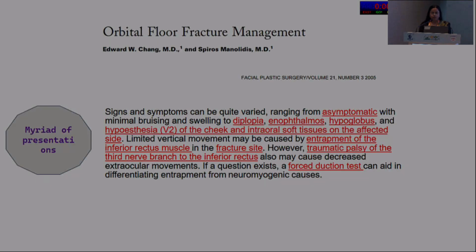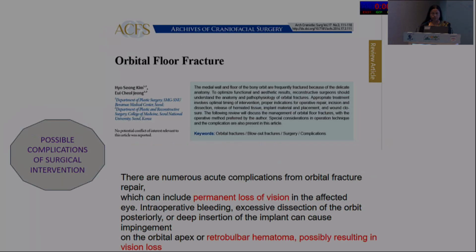Coming to the literature review, we all know that myriads of presentations can be seen in orbital floor fracture cases. They can be asymptomatic, or there can be diplopia, enophthalmos, hypoglobus, hypoesthesia, or sometimes entrapment of the inferior rectus muscle. Regarding possible complications of surgical intervention in orbital floor fracture, in certain cases, not in all, permanent loss of vision is also seen, sometimes because of direct deep insertion of the implant, impingement at the orbital apex, or retrobulbar hematoma.